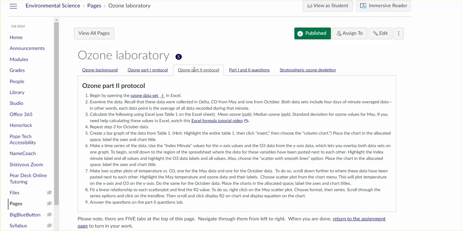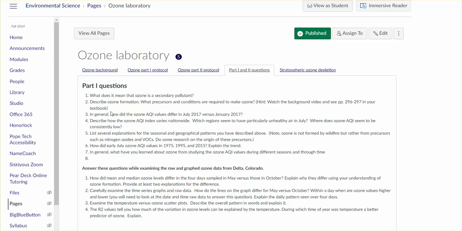The next tab is also about the pollutant ozone, the tropospheric pollutant ozone. And in this case, you're just going to look at data in this Excel spreadsheet from one location in the U.S. This is from Delta, Colorado. You are going to be asked to complete a data table in this Excel spreadsheet and make a few figures, and then answer questions about part 1, the EPA ozone and AQI data, and then part 2, the data from Delta, Colorado about tropospheric ozone.